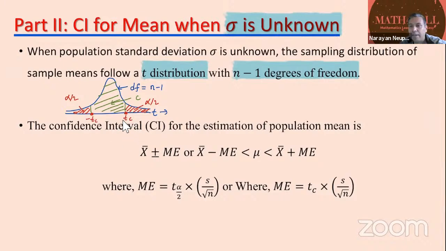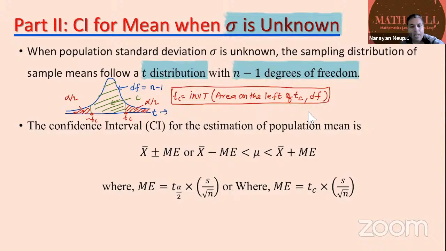In order to find T critical in our calculator, we use inverse T. When you go to the same place and press second, inverse, in the list you will see inverse T. Then you take the area on the left of T critical, and then you put the degrees of freedom. This is how you can find T critical on your calculator, because the distribution will be T distribution.